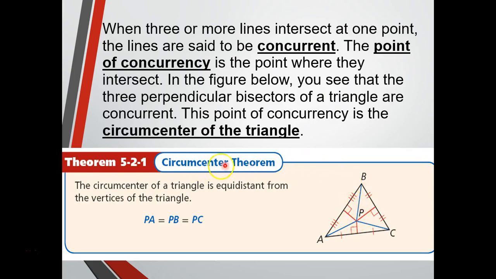Now, we have something called the circumcenter theorem. The circumcenter of a triangle is equidistant from the vertices of the triangle. So if we find the point of concurrency, which is the circumcenter here, this circumcenter, if we draw a line from that point to all of the vertices, all three of those lines that you see in blue are equal to each other. Their distances are equal, or you can say they are congruent to each other. Okay, so that is our circumcenter theorem, and that is what a circumcenter is.